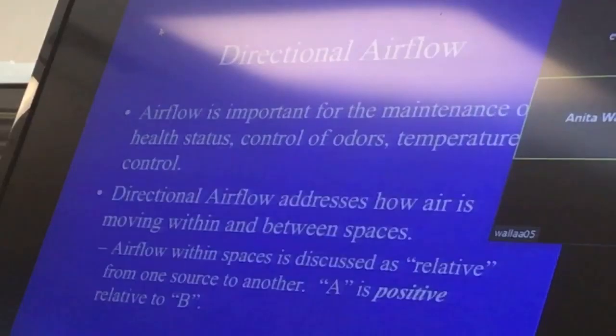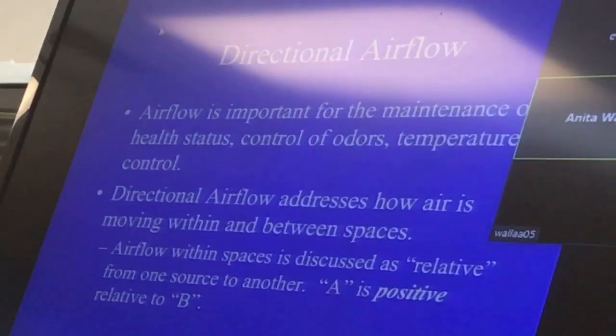So airflow is important to maintain the health status, control of odors, and temperature control. And directional airflow addresses how air is moving within and between spaces. We talk about airflow on a relative basis. So when you talk about airflow, you always say this room is either positive or negative relative to another room. You always look at spaces.